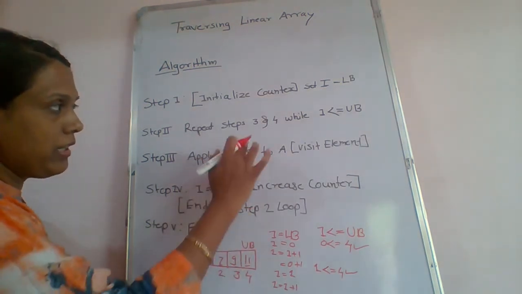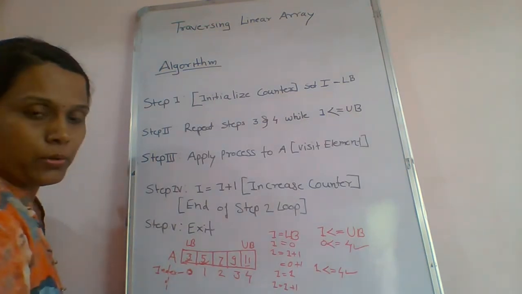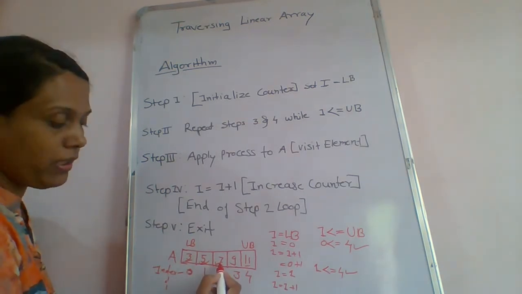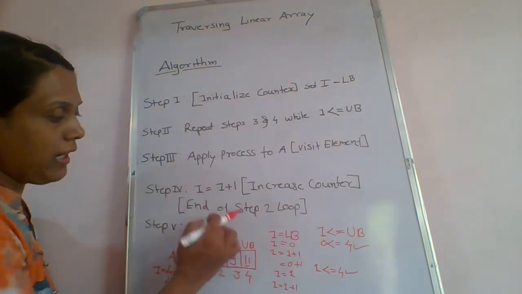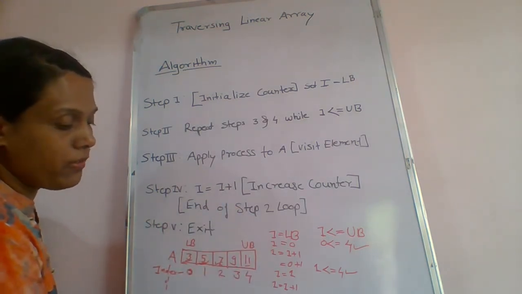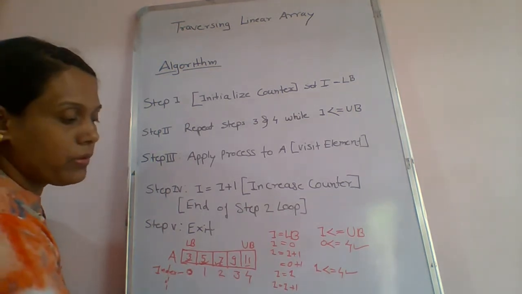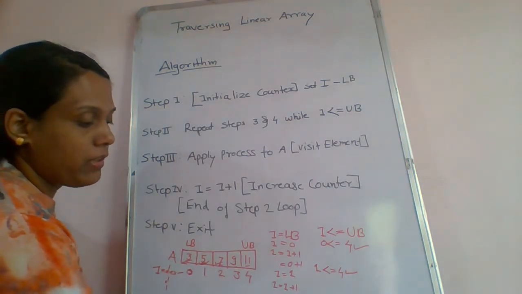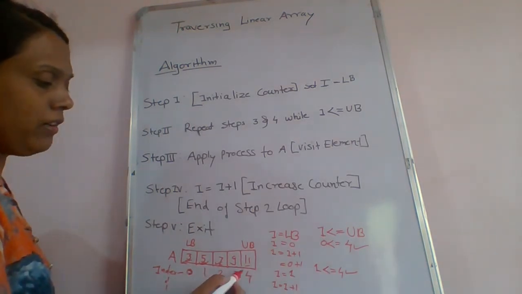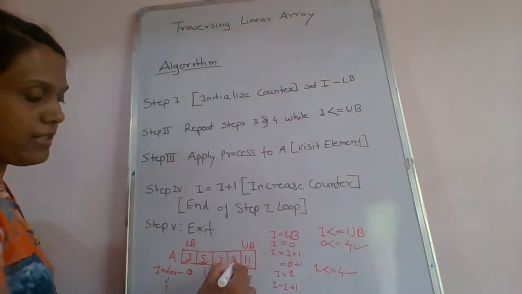Now we check the condition. 2 is less than or equal to 4. The condition is true. So which is the element at location 2? That is the element 7. So we visit the element 7. Again it will come to I equals I plus 1. What is our I? 2. 2 plus 1 equals 3. Now 3 is less than or equal to 4. The condition is true, so it will visit the number at location 3, that is 9.